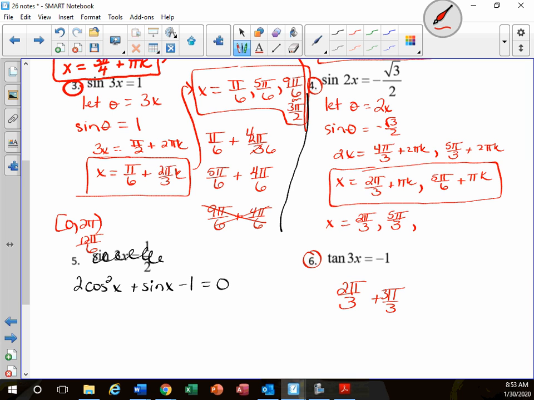All right, I can't add again to that answer, so I have to move on to the other one, which is 5 pi over 6. I'm adding pi again. What do I get when I add pi to that? 11 pi over 6, good. So there are your 4 answers.